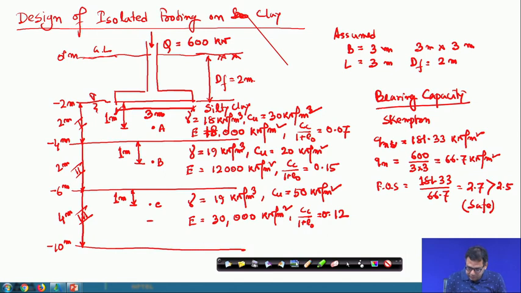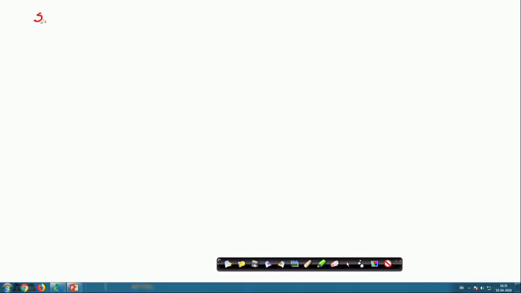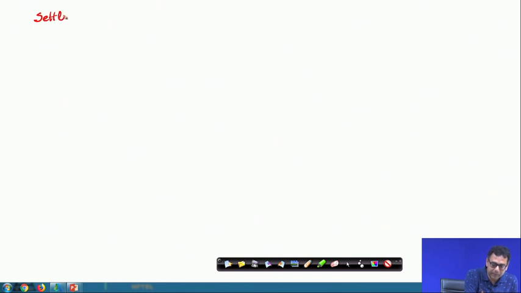Now I will do the immediate settlement calculation, then the consolidation settlement calculation, and then we will check whether the total settlement is coming out to be within the permissible limit or not. So next is the settlement calculation, and first is the immediate settlement.